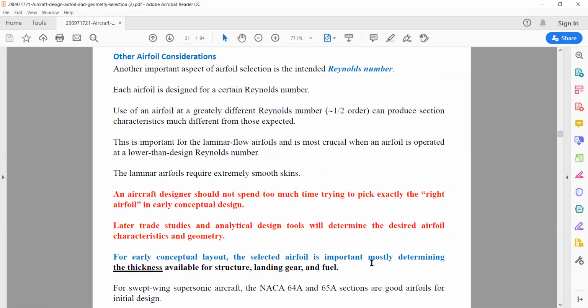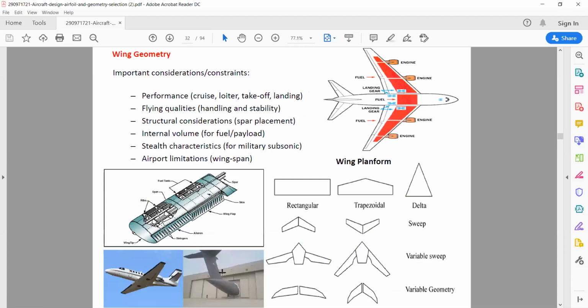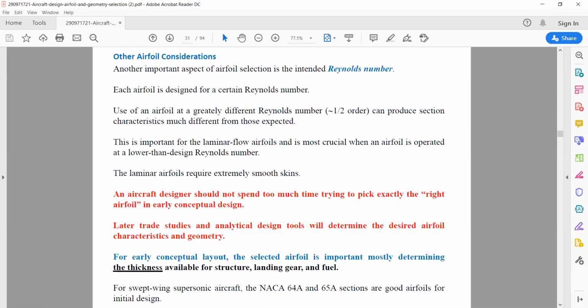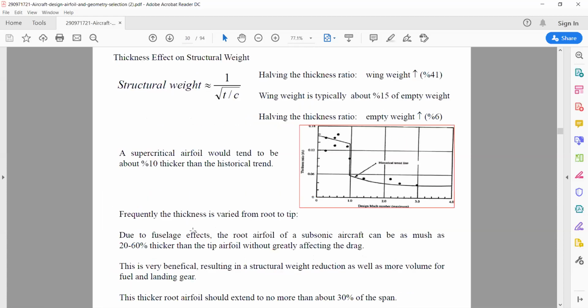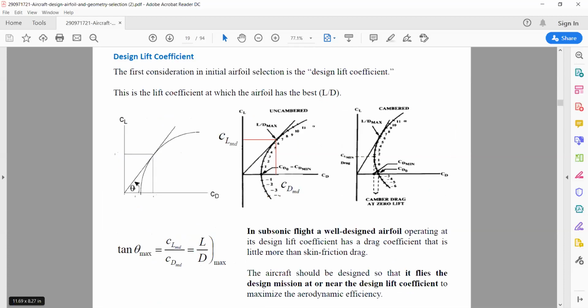In conceptual designing, when you are approaching, we are mainly looking at the thickness for what? It is for structure, landing gear, and fuel. We can give a home for the fuel, a home for the landing gear, and the available structure. We'll discuss this further in later classes, just to understand what an important role the airfoil plays. Already I discussed this for other candidates. Any doubts, Soundarya?